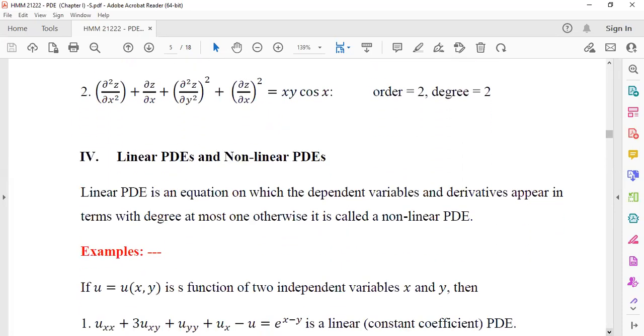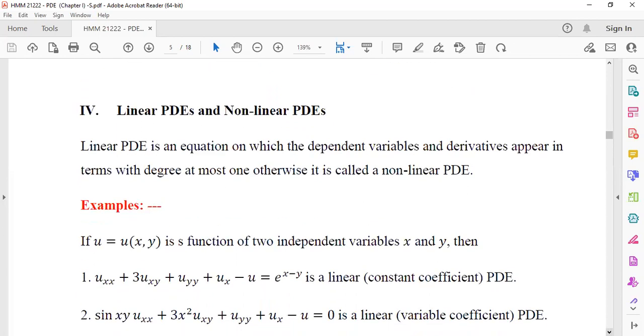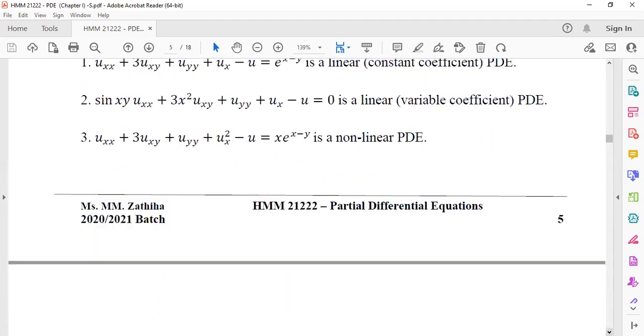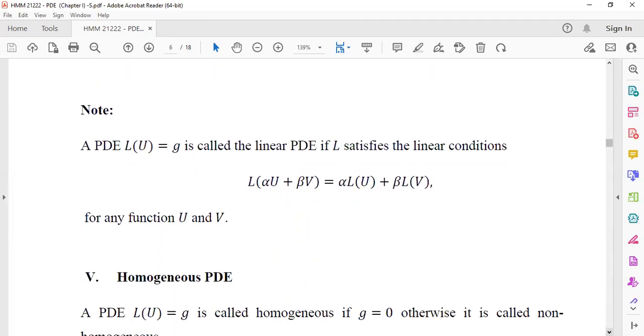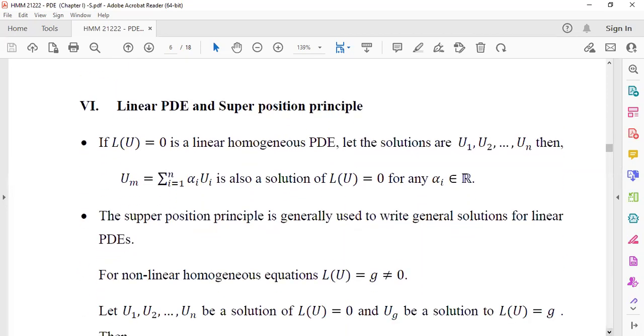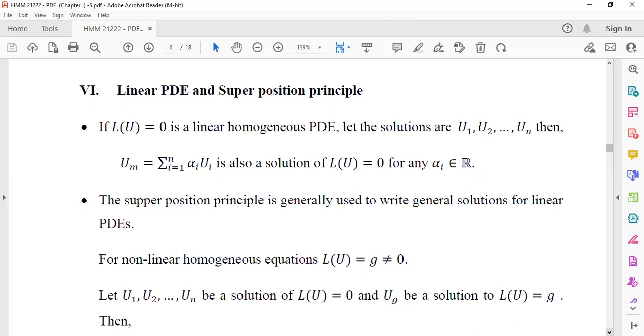How about the linear one? Linear means the dependent variable and its derivatives appear in terms with degree at most 1. Otherwise we call it non-linear. We also saw homogeneous and non-homogeneous equations and the superposition principle. This is where we stopped, I guess. So what do you think?